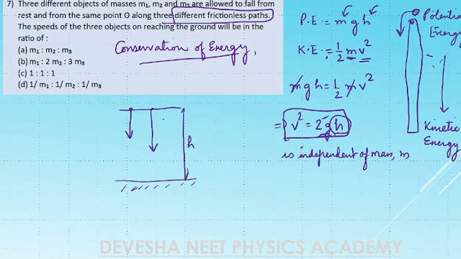And if they're falling from the same height, regardless of their mass, they will obtain the same velocity, correct? So even if this body has 5 kg mass and this is 10 kg mass, it doesn't matter, right? Both of them will obtain the same velocity when they come to the ground level, correct? It means all of them will have the same velocity, right? So the answer here will be 1 is to 1 is to 1.